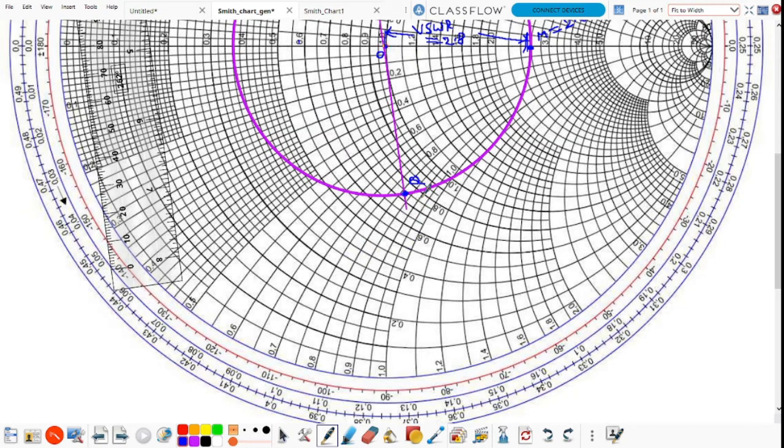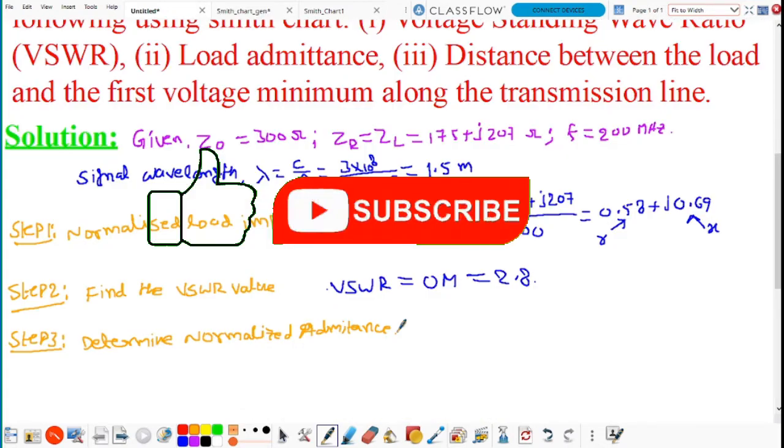The resistance is the 0.72 or 0.73 circle, and point Q is below the horizontal axis. It has a negative reactance value, and the reactance circle is approximately 0.85. So the negative sign, minus. Why negative sign? This point Q is below the horizontal axis. Minus j, reactance value approximately 0.85.